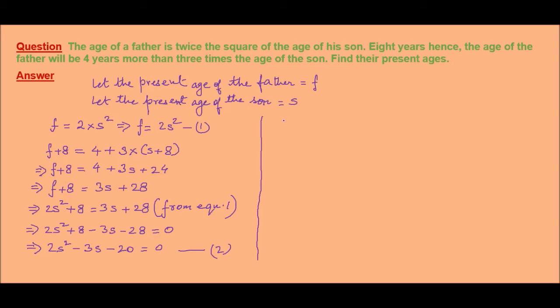This equation can be rewritten as 2S square minus 8S plus 5S minus 20 is equal to 0. See, minus 8 and plus 5. Negative 8 when multiplied with a positive 5 gives us the product negative 40. If we multiply this 2 with negative 20, we get the product negative 40.